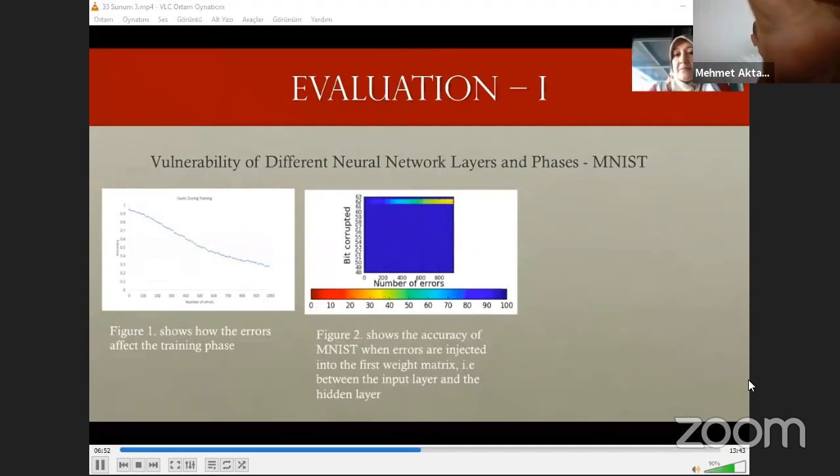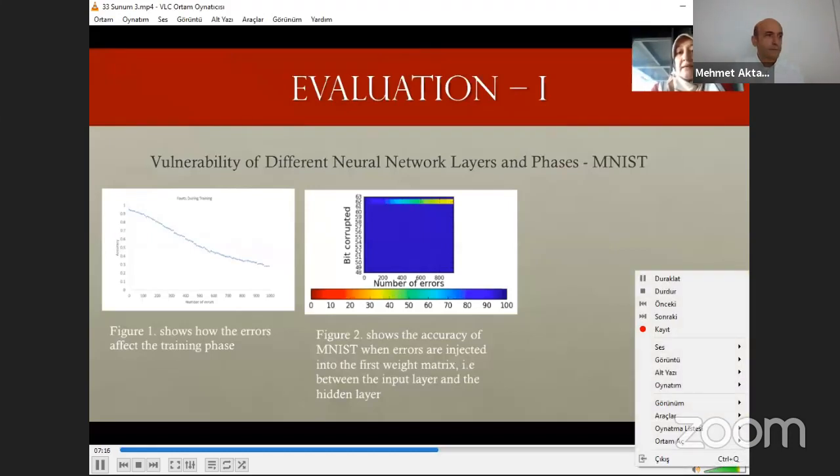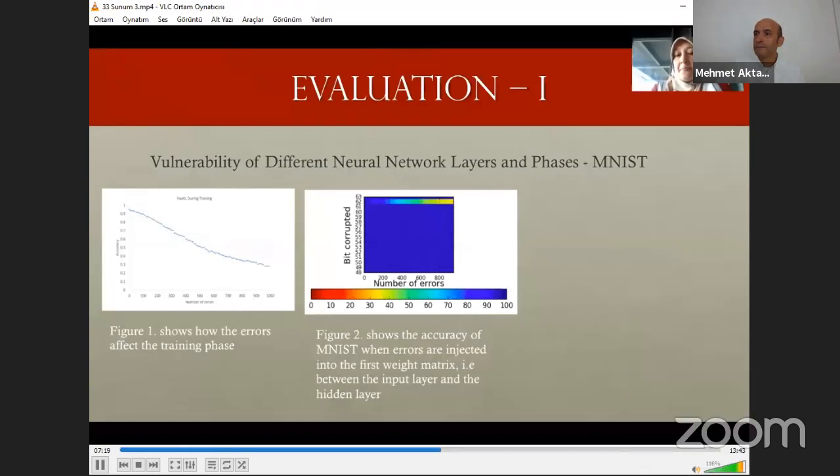If it is blue, this layer is not vulnerable. If we see something closer to red, it means the layer is highly vulnerable. So we see that most of the time the input layer is not vulnerable, because we see mostly blue, except bit 62. Bit 62 is the highly significant bit in the matrix between the input layer and the hidden layer. So what we can do in the input layer is check the operations producing bit 62, and make those operations reliable to increase the overall reliability of the ANN.